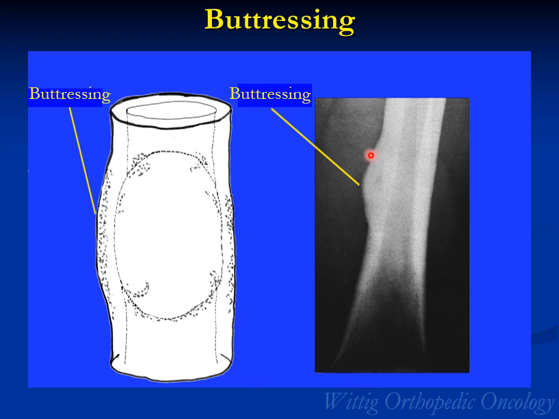Here's an example of buttressing. You can see here where the cortex looks almost just thickened in this one area, although you see this tiny little area of lysis in the center of the periosteal reaction, which is likely indicative of an osteoid osteoma.